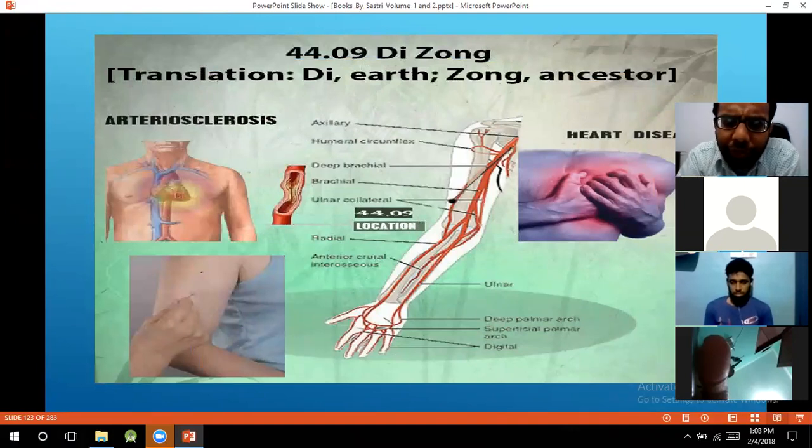44.09 is a very good point for heart disease, arteriosclerosis, and other problems. Whenever you treat these cases, you get very good results and very good effectiveness in the patient.